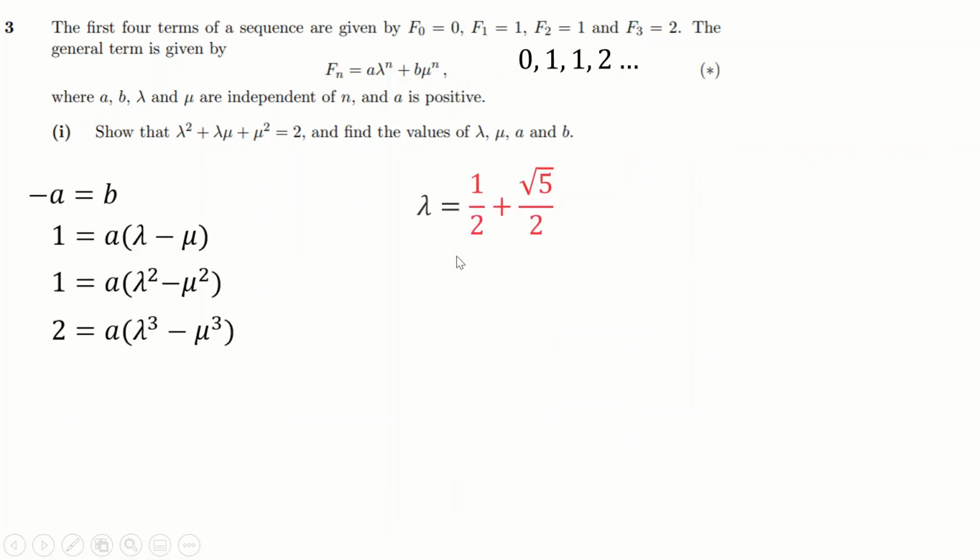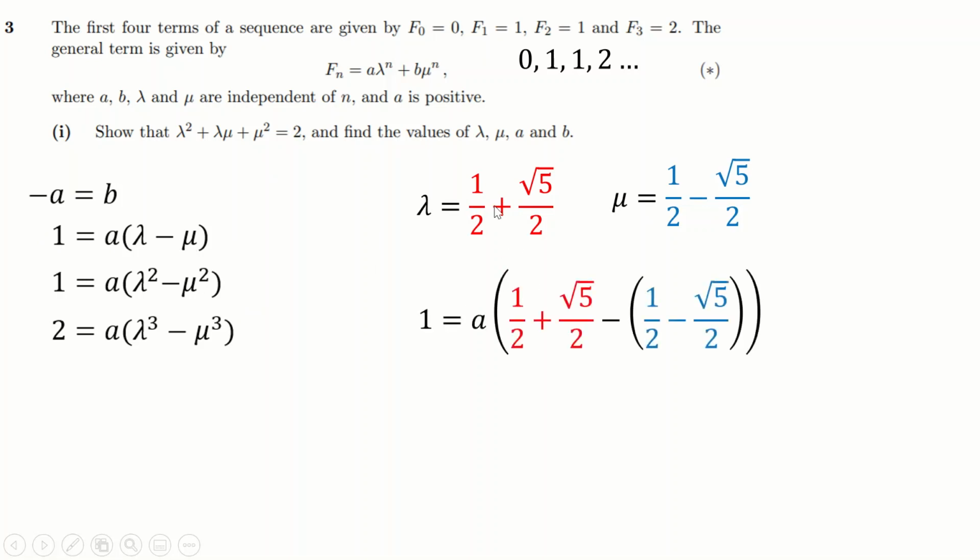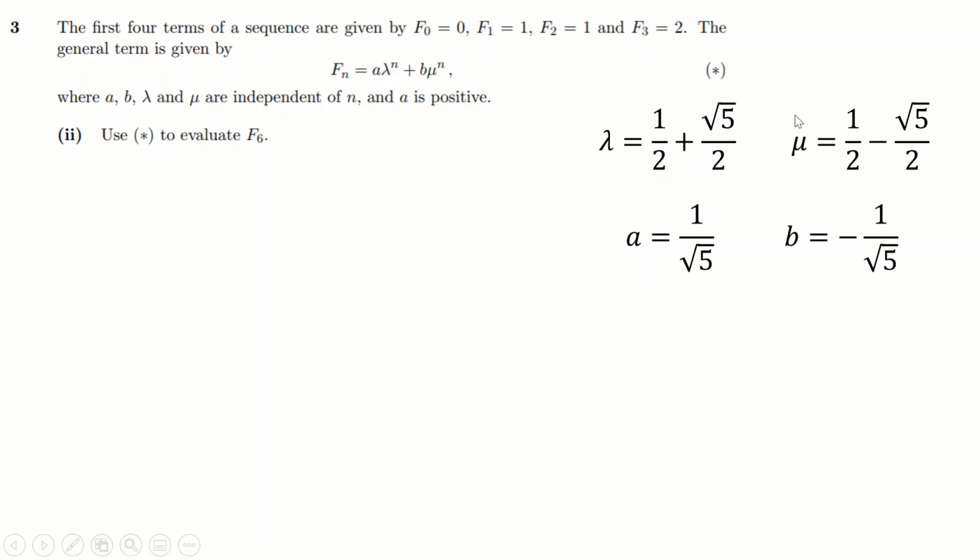Okay? Excellent. So that's lambda and mu. Let's go on to finding a and b then. So there they are. Now we can use this equation. 1 equals a into lambda minus mu. Now lambda minus mu is just a half minus a half, which is nothing. And then be careful here, it's root 5 over 2 minus minus root 5 over 2, which is just root 5. Divide both sides by root 5 to get a is 1 over root 5. And of course, b I can find very easily, it's just the negative version, so b is minus 1 over root 5. And that's all of my things found, and I've done part 1.